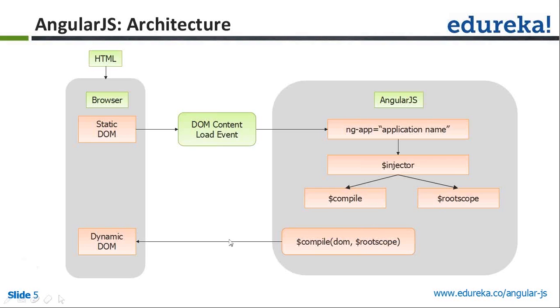the dynamic DOM. So once this DOM has been compiled, your browser will get to know what the function of your ng-click is, or what the functionality of your ng-repeat is. All the functionality will be bound to your browser. This is how AngularJS works.